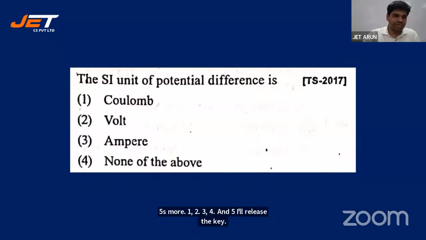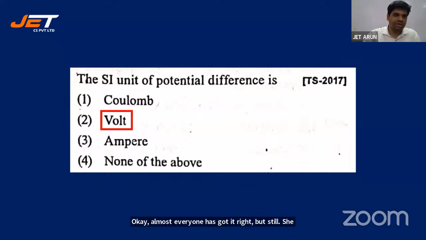Okay, almost everyone has got it right, but a few students have gone wrong. It is not one student. Coulomb is the unit of charge, ampere is the unit of current, volt is the unit of potential difference. All right, Coulomb is for charge, ampere is for current, volt is for potential difference.